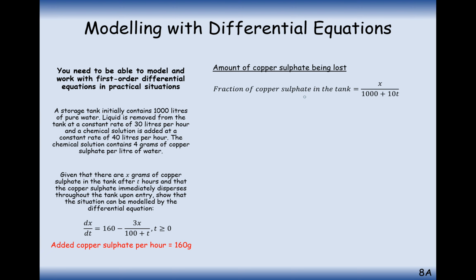So the fraction of copper sulfate in the tank is X over 1000 plus 10T. Because if we go back down here, given that there are X grams of copper sulfate in the tank after T hours, so we know that if we say at 5 hours, there are X. That's a letter that will change. X will be the amount of copper sulfate in the tank after that many hours.